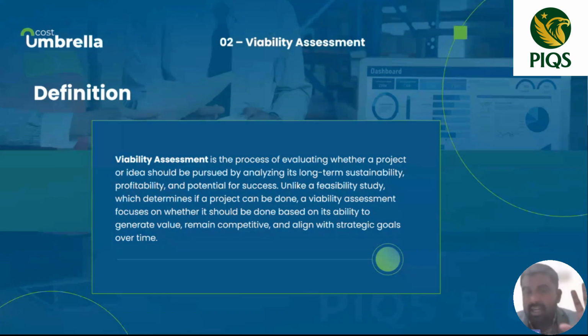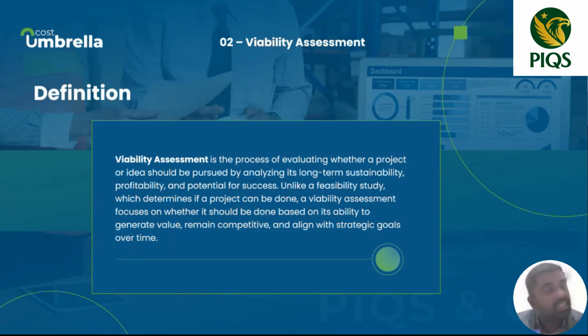You should know the difference. Feasibility assesses the ability of completing a project. Viability goes far beyond that. It is confirmation that the project gives you the required return you planned or you should have. Now you understand the difference.